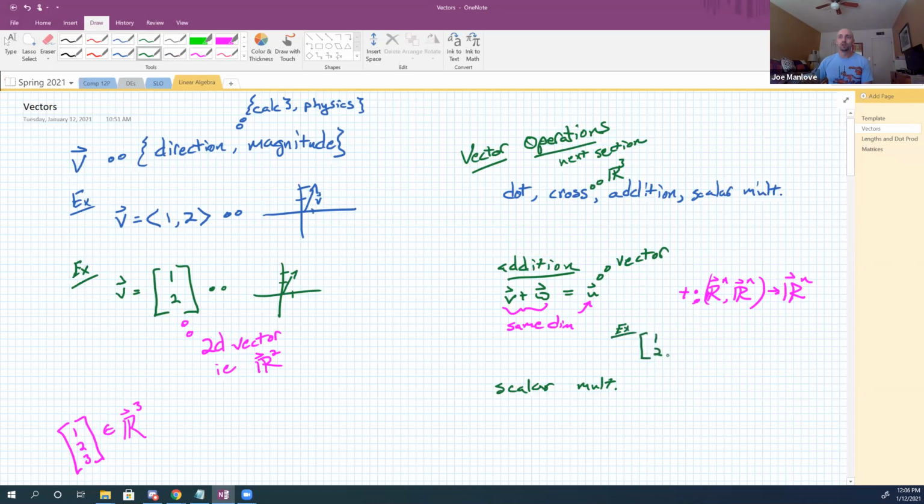Here's the vector 1, 2. Let's add that to the vector 3, 4. Now, I know you all probably want to be very creative here. Don't be. How would you define this?